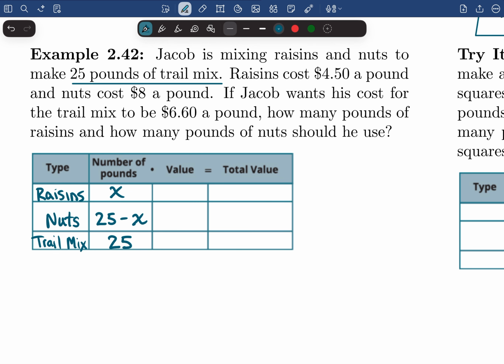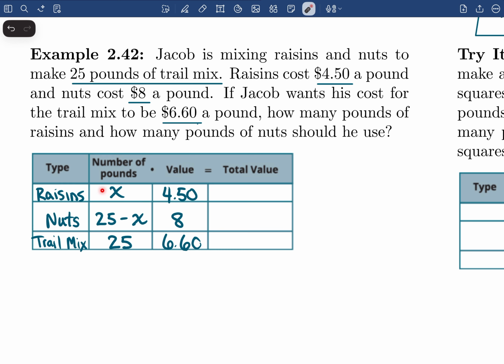Now, we know the value for the raisins and nuts. For example, the raisins cost $4.50 a pound, and the nuts cost $8 a pound. And the trail mix is going to cost $6.60 per pound. Now, just like before, we'll take the number of pounds and the value for each row and multiplying it together make the total value.